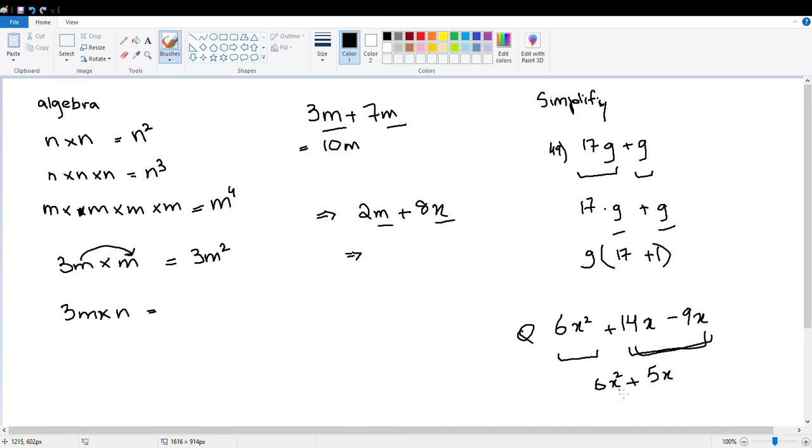Now can I take something common from this? I can take x out as common. If I write that 6x is being multiplied with x plus 5x, and 5 is being multiplied with x, so it is the same thing. Now I can take one x from both of them because it is common in both of them. So I take x out of the box, and then what remains is 6x plus 5. This is what is left behind.